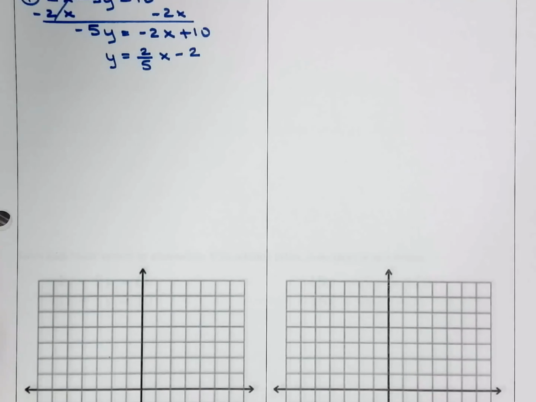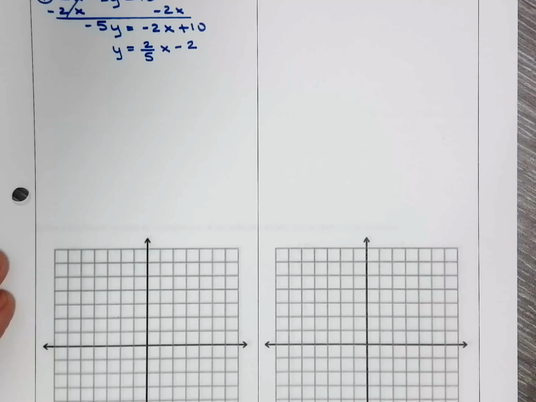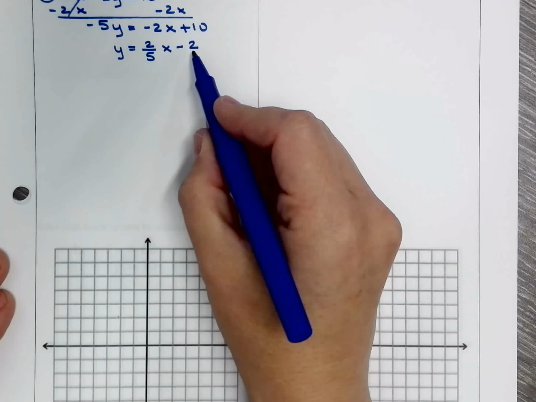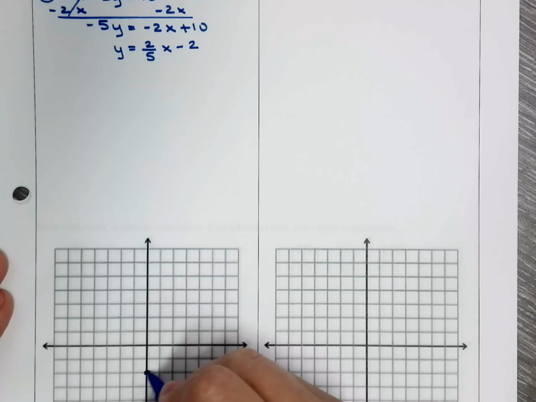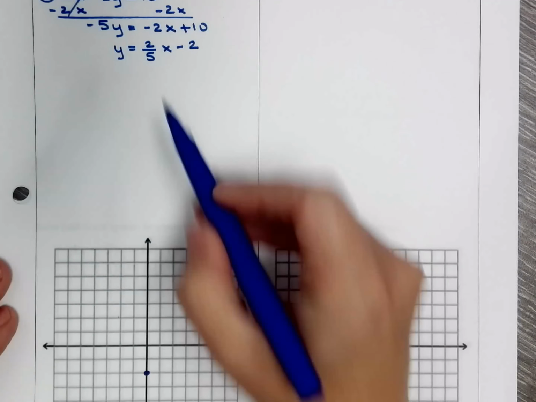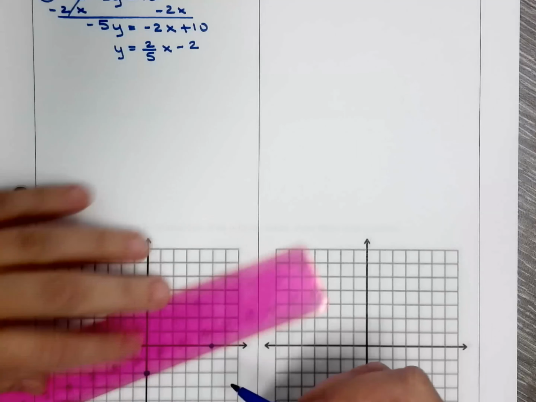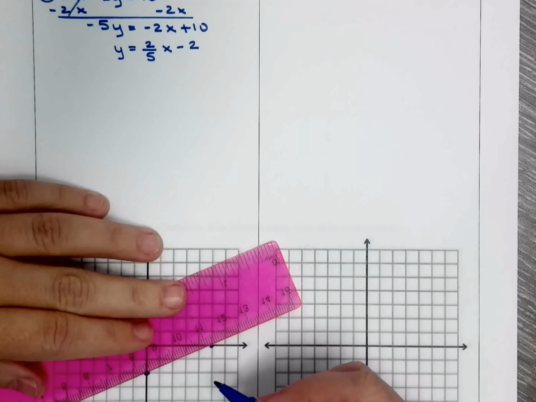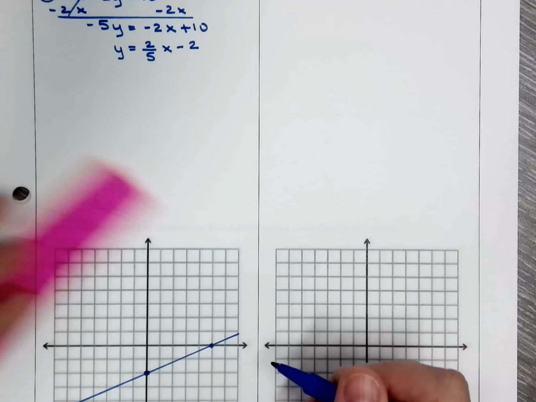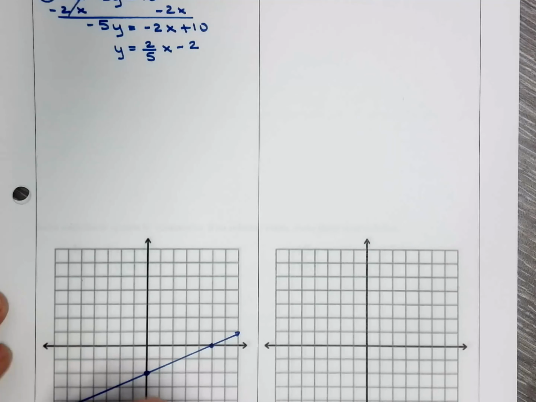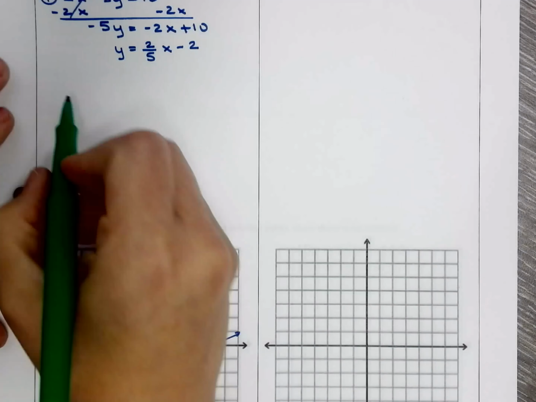I can go ahead and come over here and graph. So the y-intercept is right there, negative 2. So negative 2 right there. The slope is 2 over 5, so I go up 2, 5 over. That's my first graph. Okay, I'm going to do the same thing for the second equation.